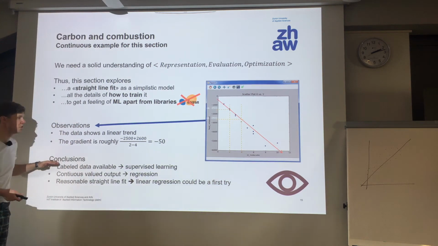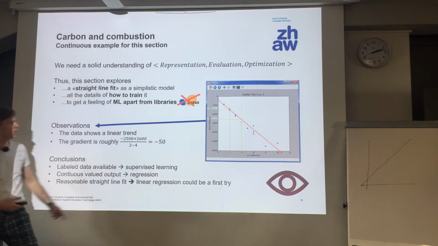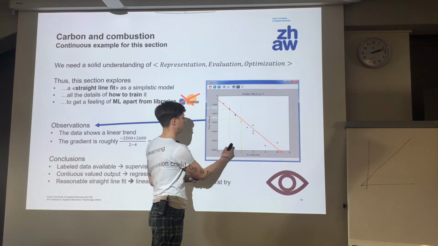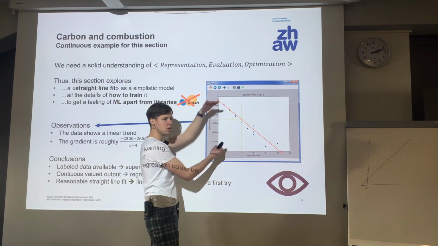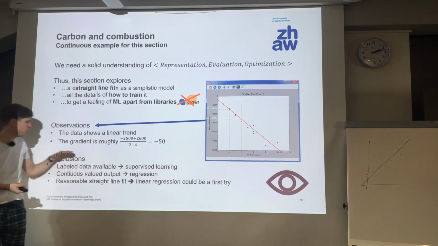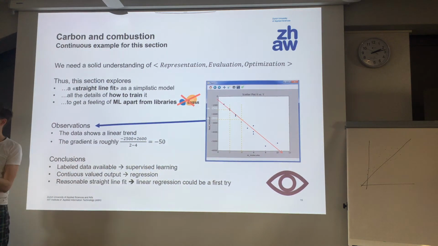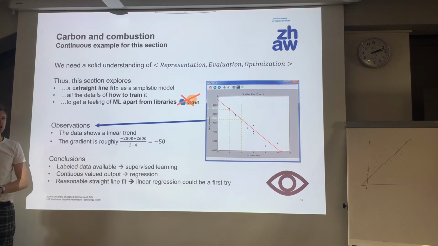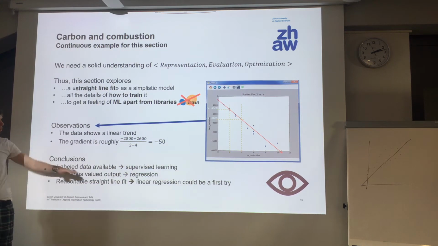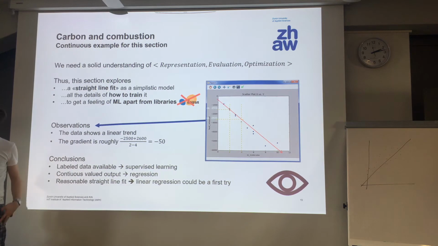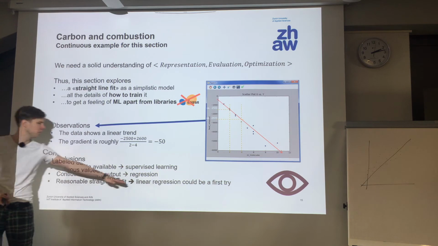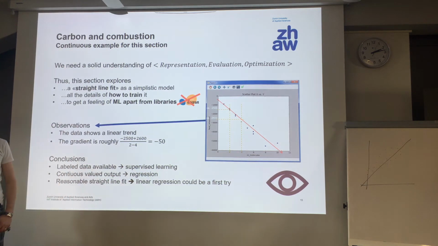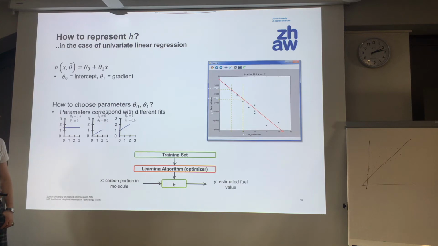So our conclusions are, we have labeled data, we have the correspondence of number of molecules to energy release, so we can do supervised learning. We want a continuous valued output, and I don't see too much value in binning here, so let's do it as a regression task. A straight line seems to be reasonable, so let's go with linear regression as a first thing. That will be our plan.